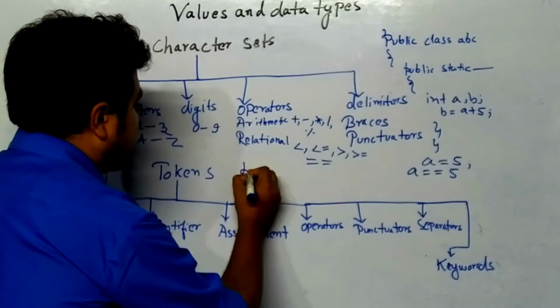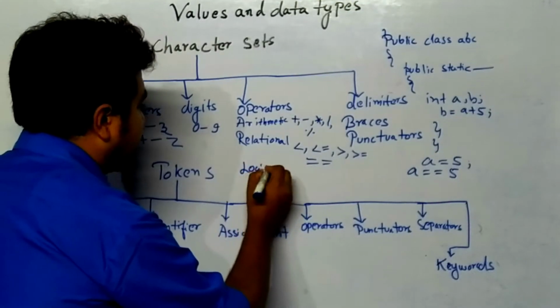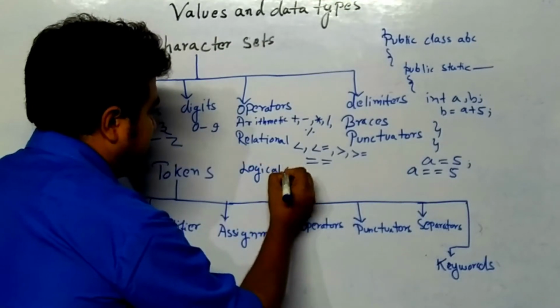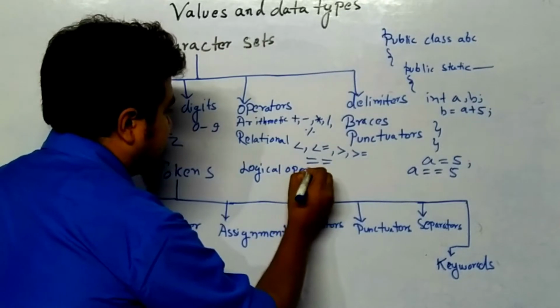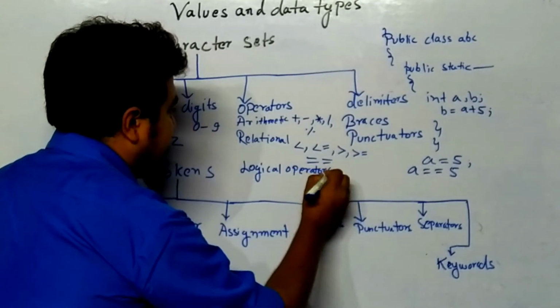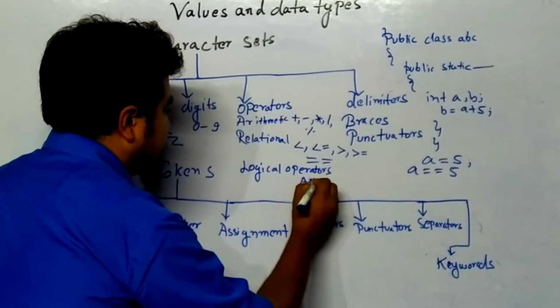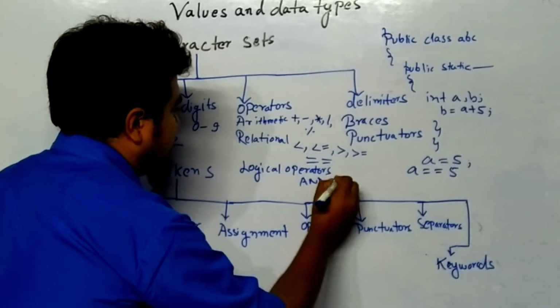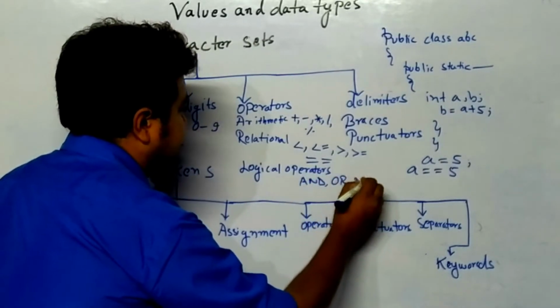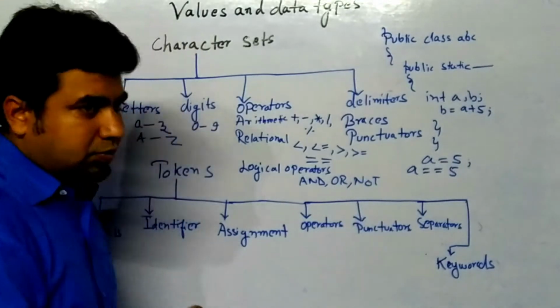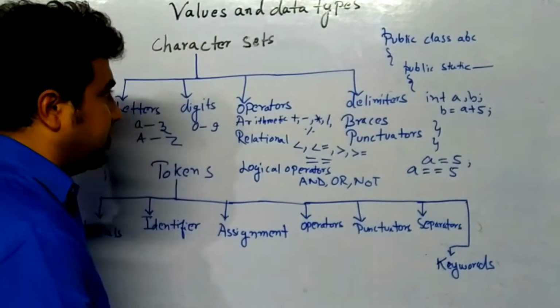And one more is logical operators: and, or, not. These are operators. Logical operators are and, then the other operator is or, not. We will be discussing these later, in the operator chapter also.